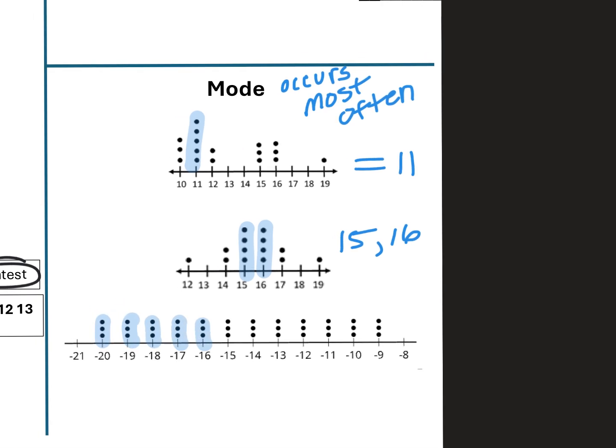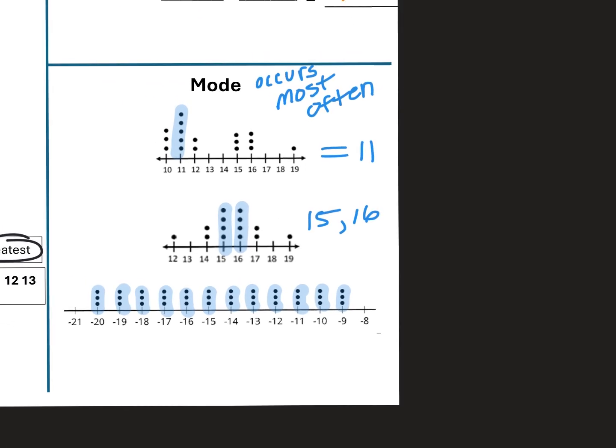And then in our last example, these are all the same. Yes, they repeat, but they all repeat by the same amount. So in this case, since they're all the same, there is no mode because you don't have a number that turns up more than any others.